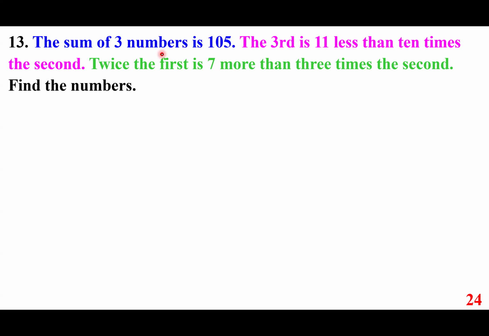The sum of three numbers is 15. The third is 11 less than 10 times the second. Twice the first is 7 more than 3 times the second. Find the numbers. So the very first thing you have to do when you come across a system of equations like this is to define your variables. So we are going to say, let the first number be X, the second number be Y, the third number be Z, any variable of your choice.